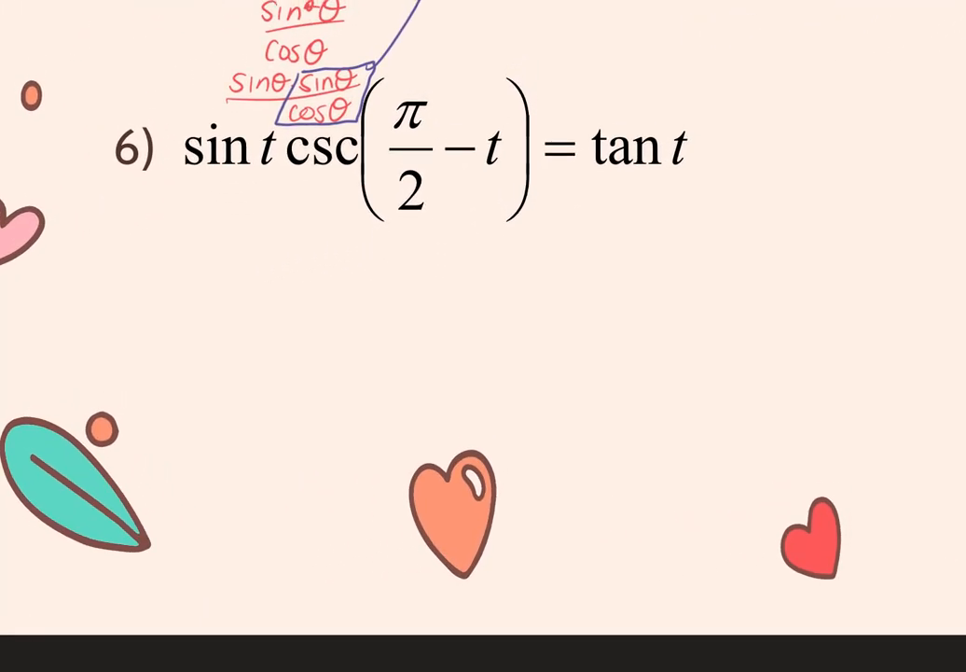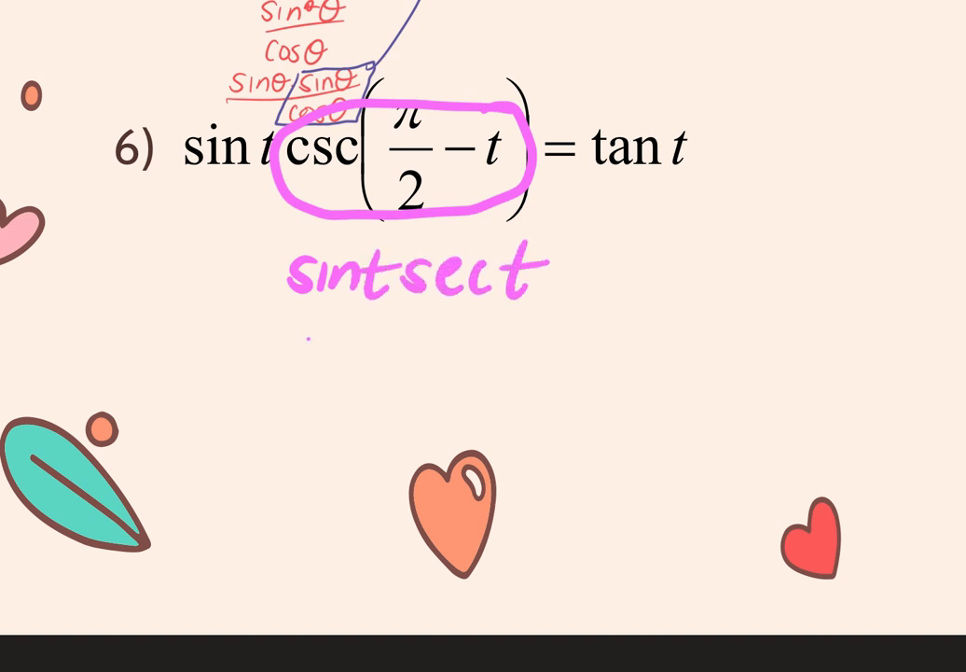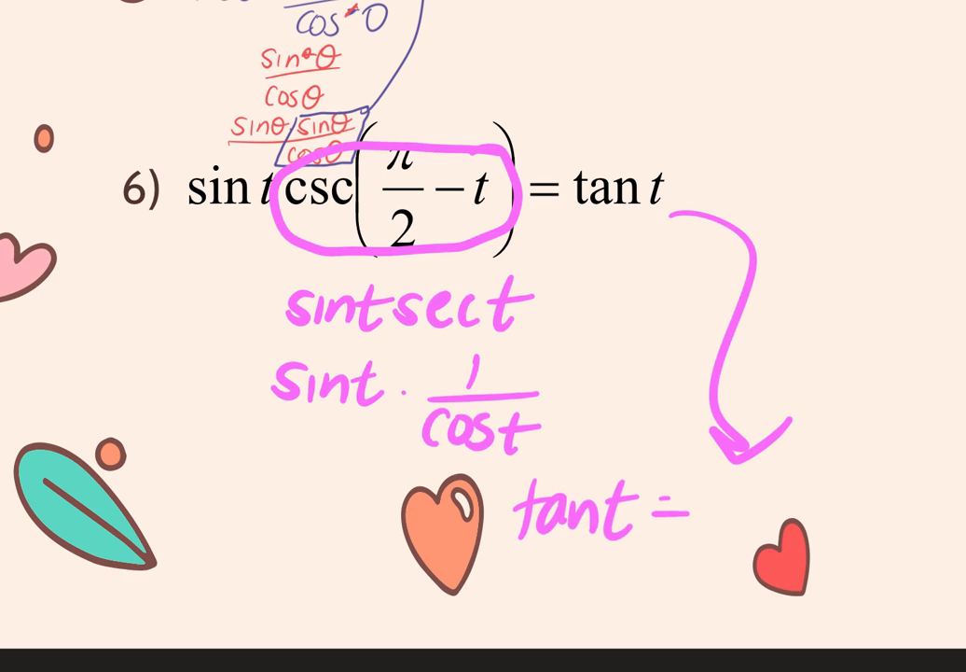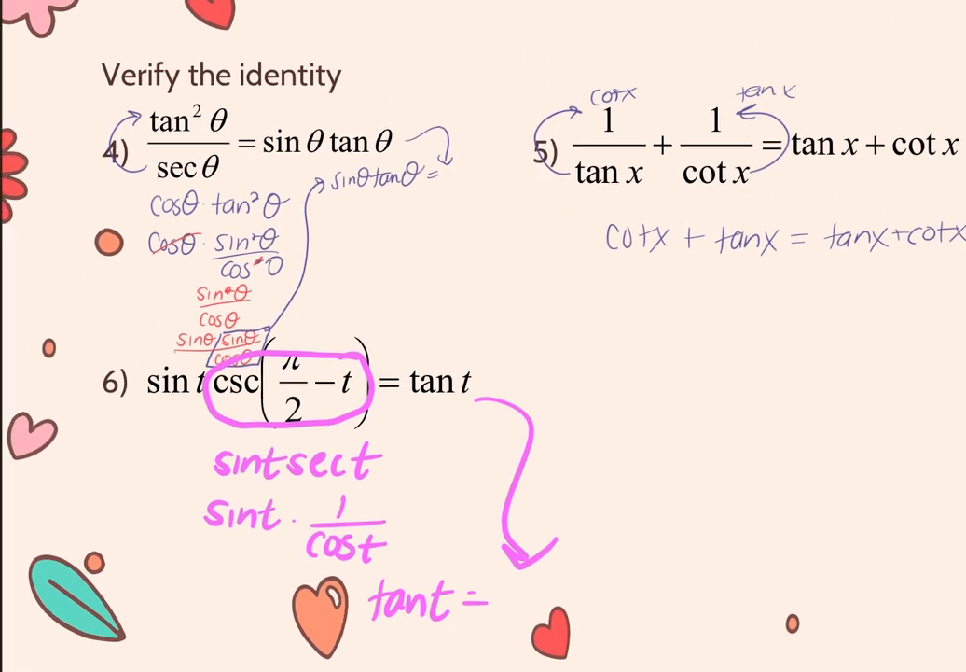All right, and then 6. What do you see there that we haven't had? That pi over 2 minus t is your co-function, right? Cosecant of pi over 2 minus t is the same thing as what? Secant of t. And then sine is sine, but secant becomes 1 over cosine. And then sine over cosine is tan. Questions on any of those?